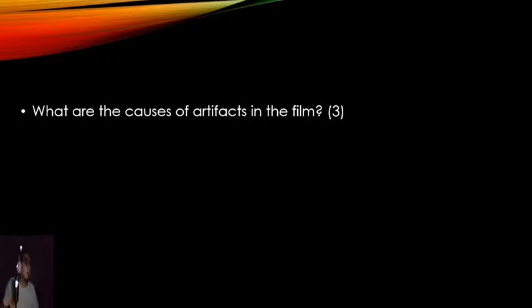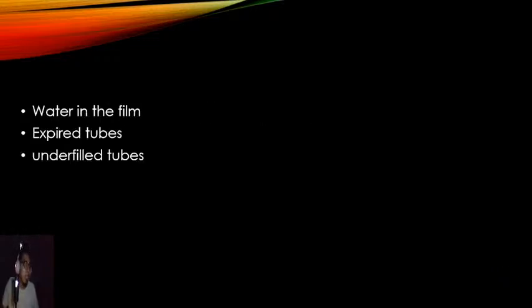All right, next. What causes artifacts in the film? Well, of course, water. Most of the time, you're going to make your smears near a body of water, which is of course the sink. Why? Because you're staining it there also. So you need to avoid water. All right. Another thing is expired tubes. If you're using expired tubes, you might see EDTA crystals in your blood films. Okay. And underfilled tubes. Again, you're going to see crystals there as well. Okay.